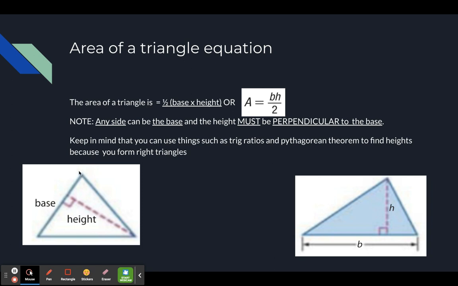So in this example, this side length is the base, even though it's not flat on the ground, and the height would be perpendicular to it. This is how you would typically end up seeing it. The base is always the one on the bottom, and the height, again, has to be perpendicular. But technically, it doesn't matter.